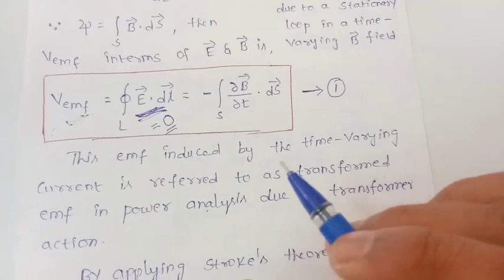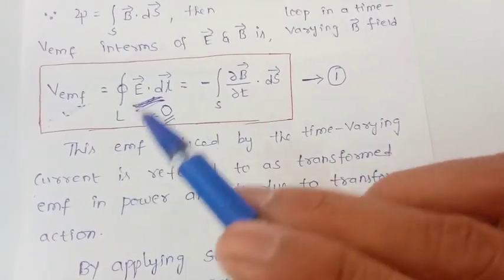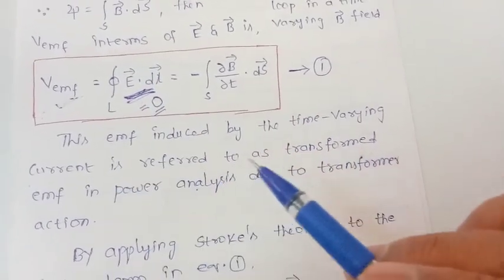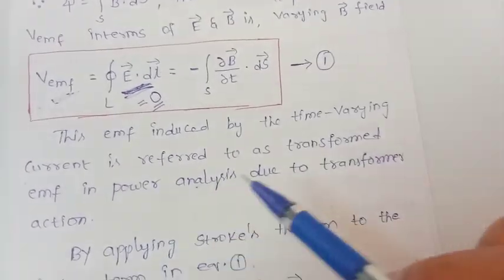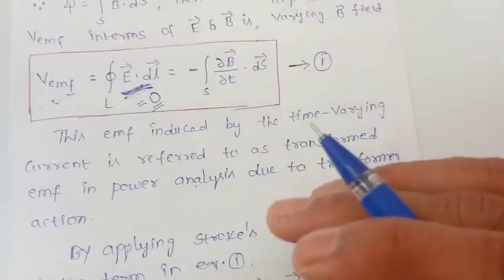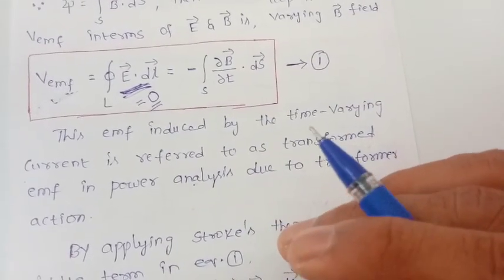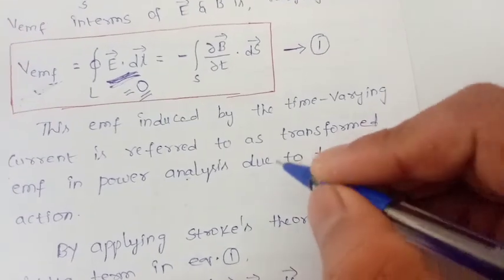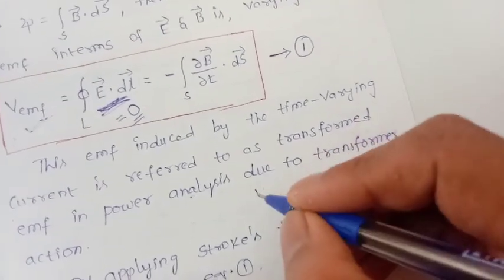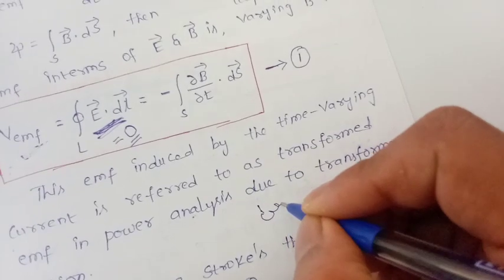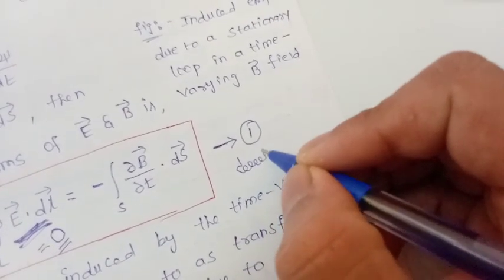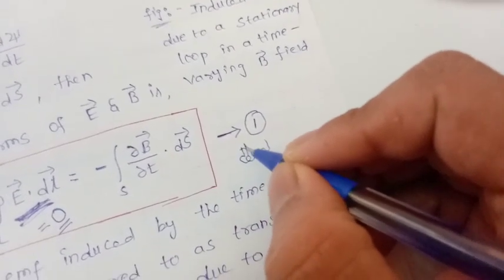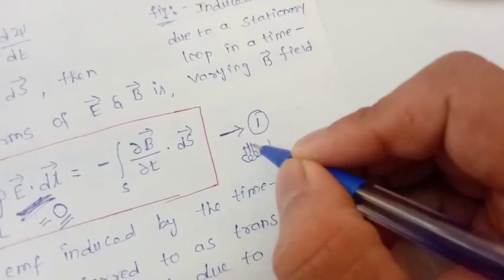This EMF induced by this time varying magnetic field is referred to as transformer EMF, actually in power analysis due to the transformer action. Why am I calling it transformer action? I am going to consider a coil here, sorry, not like that. I am going to consider a coil here with some battery and some switch.